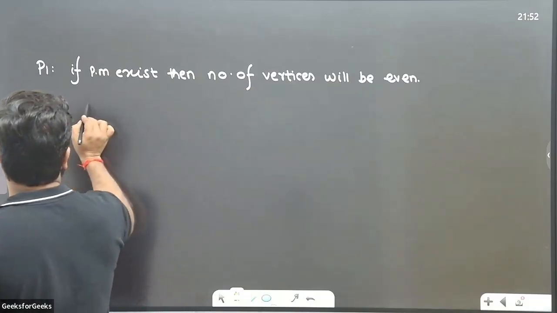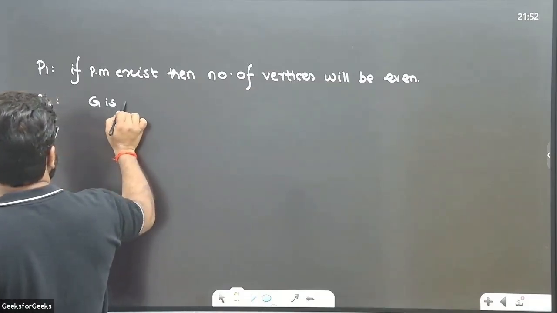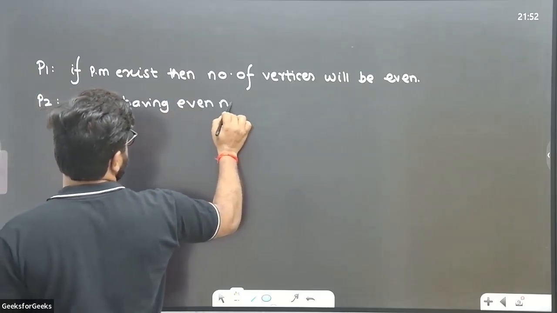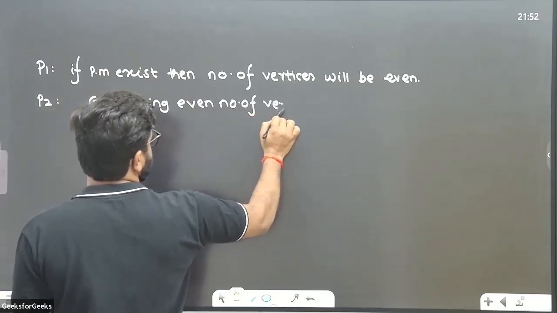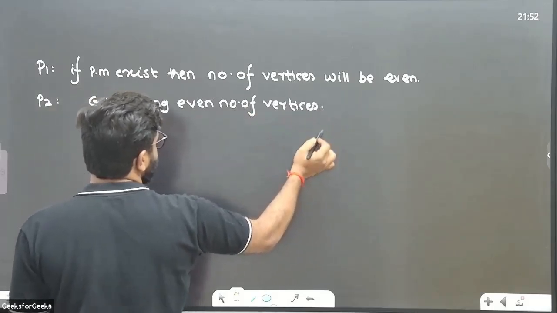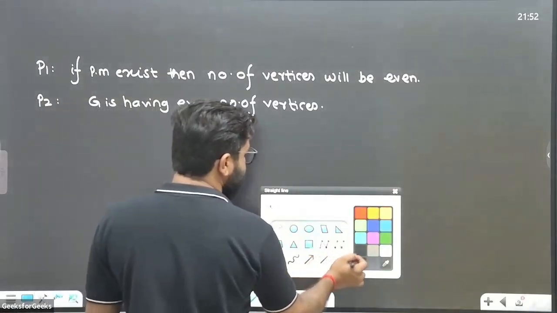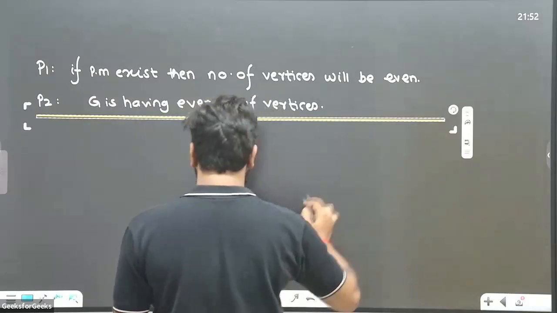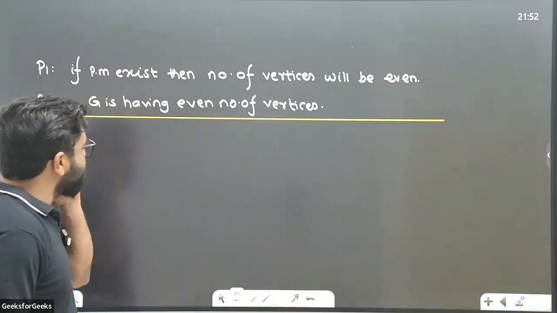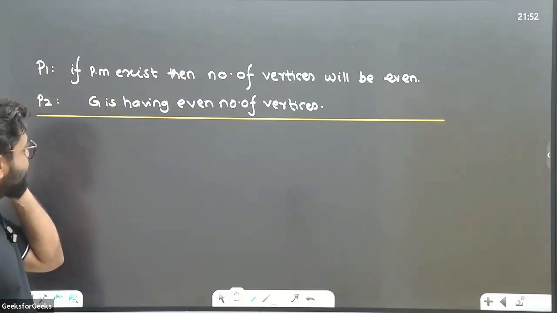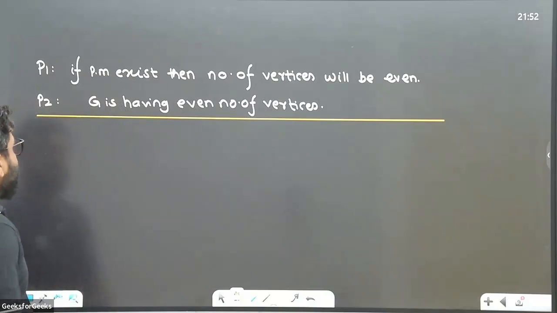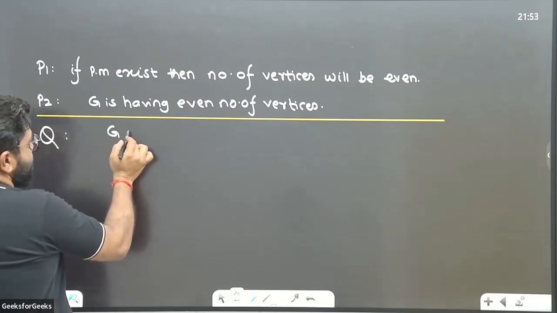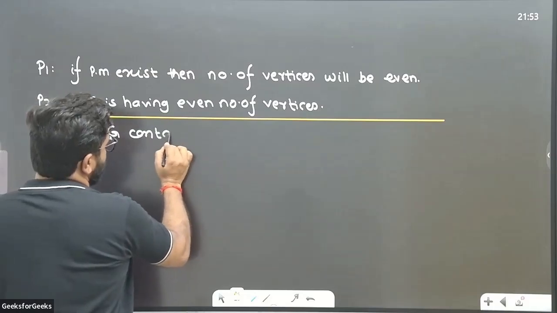Second premise, let's consider there is a graph G having an even number of vertices. This is your second premise. So if perfect matching exists, then the number of vertices will become even. This is your first premise. And the second premise says that G is having an even number of vertices. Now, can I write my conclusion that G contains perfect matching? What should be your opinion on this?